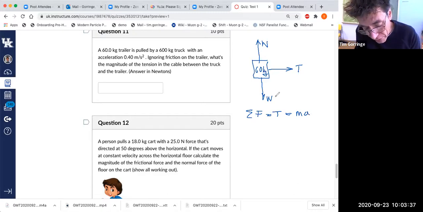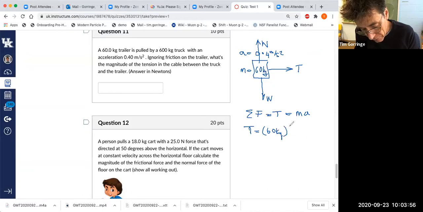And so all we've got to do in this problem, knowing the mass is 60 kilograms, knowing the acceleration is 0.4 meters per second squared, to figure out the tension is to take the product of those two to find the tension force. The tension force is 24 newtons in this case.